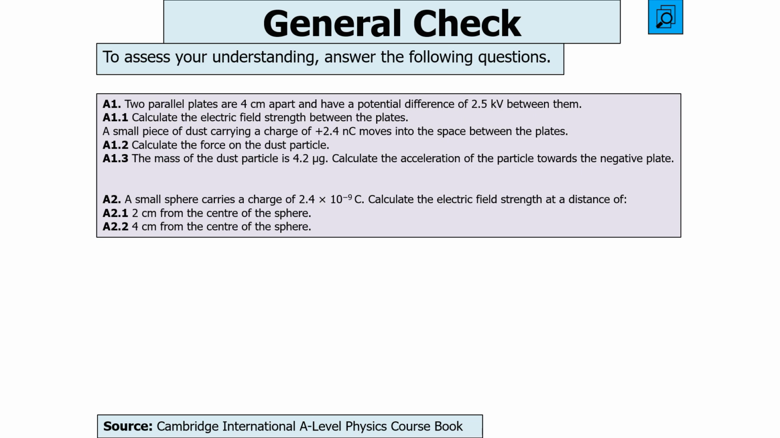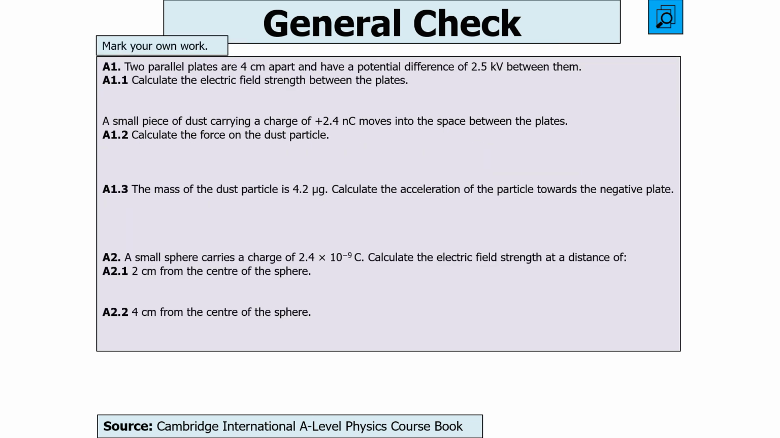And then a small sphere carries a charge of 2.4 times 10 to the minus 9 coulombs. Calculate the electrical field strength at a distance of 2 centimeters from the center of the sphere and 4 centimeters from the center of the sphere. So pause the video now, then unpause the video when you want to go through your answer.